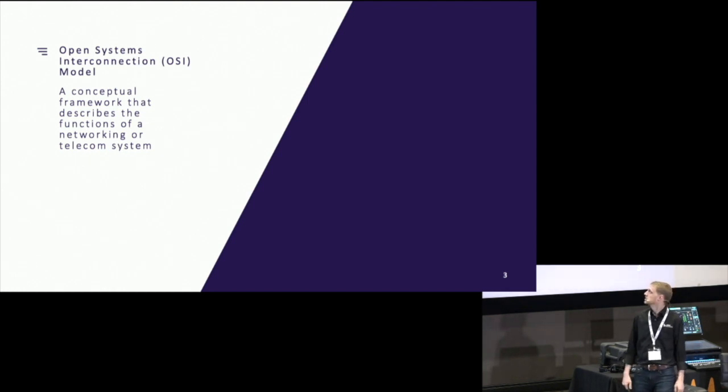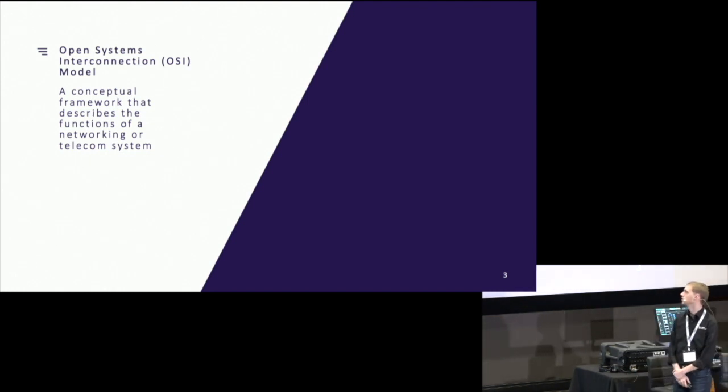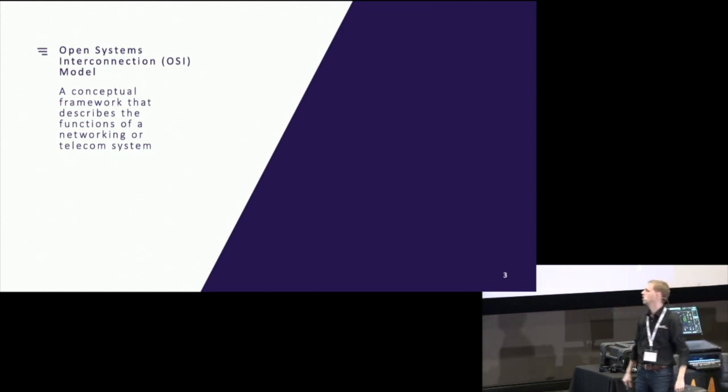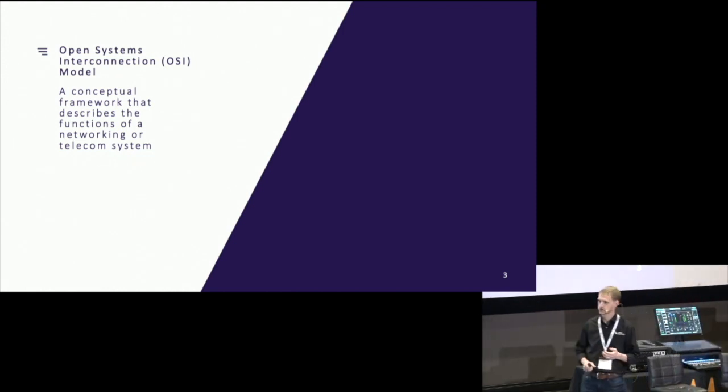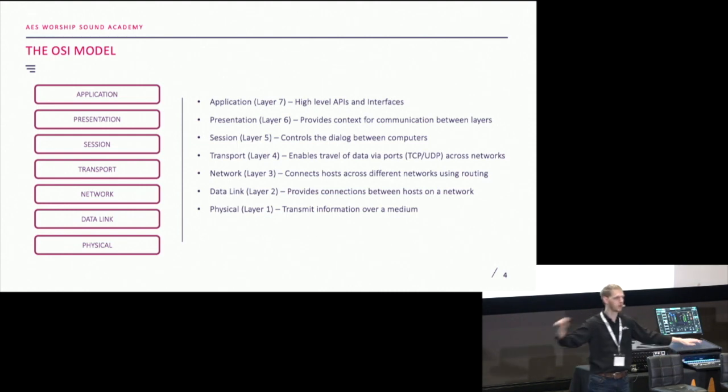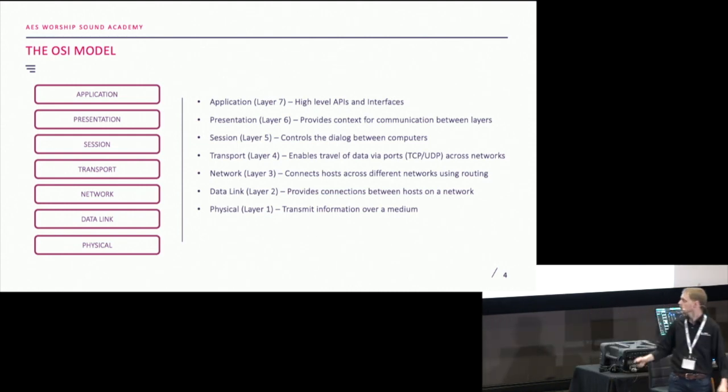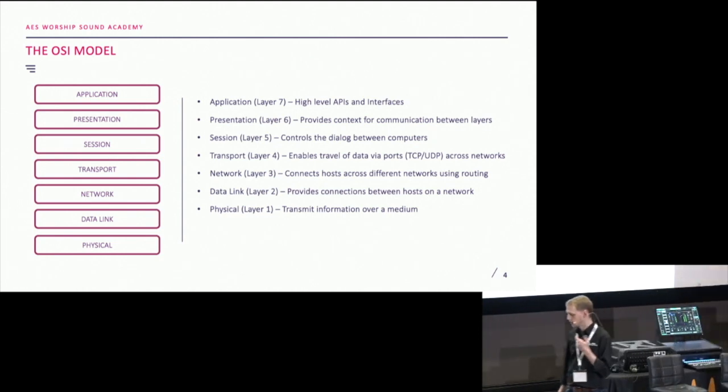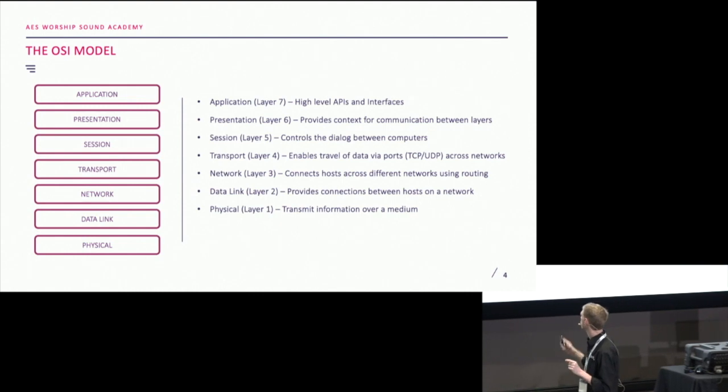So, open system interconnection model. This is the framework for all IP networking. All networks are explained by the OSI model, and it goes from the physical layer all the way up to the application layer. So you can see we've got a quick rundown of what those are. The physical layer is basically allowing us to transmit packets over a cable. So that's defined by the physical layer.